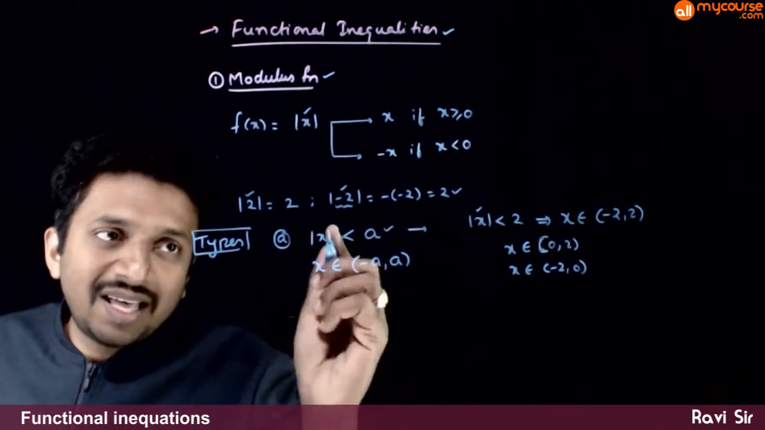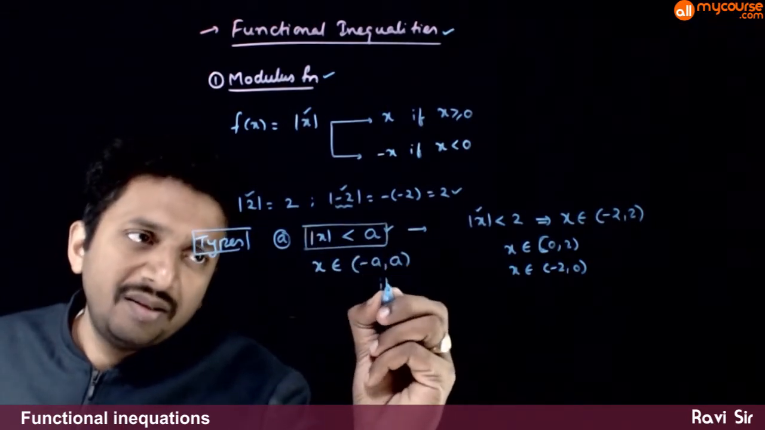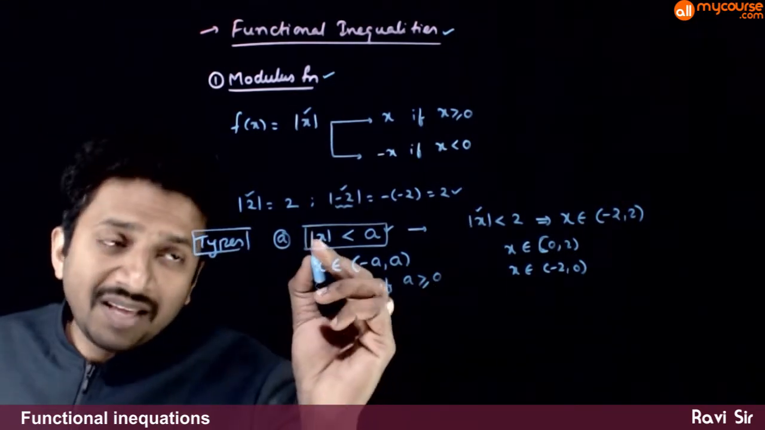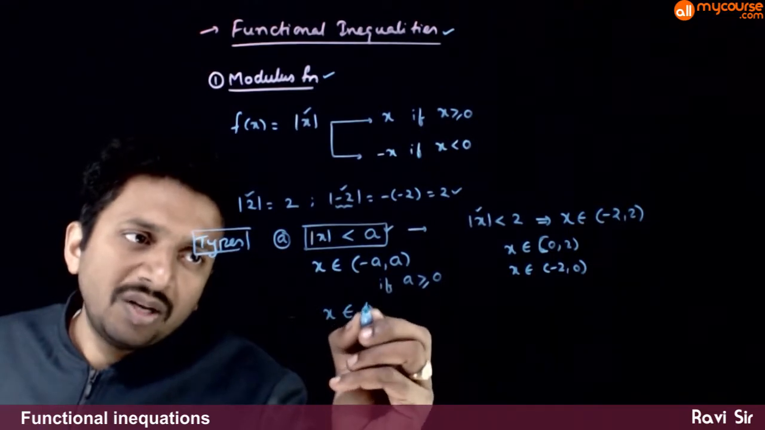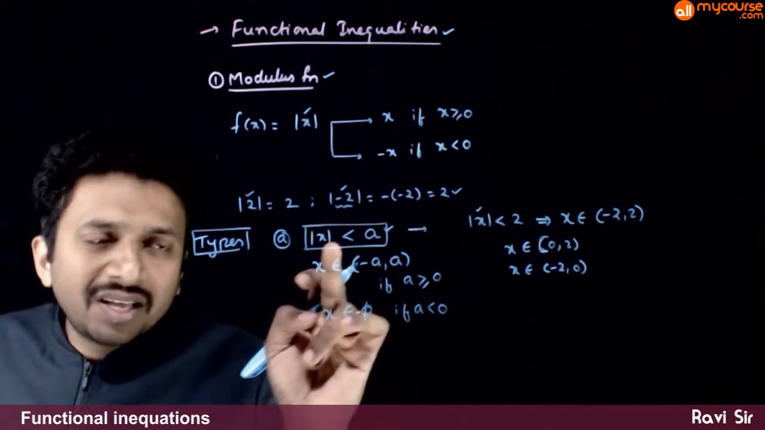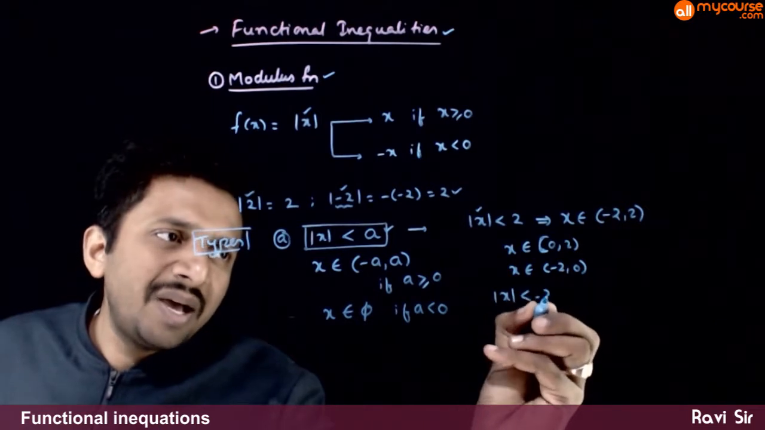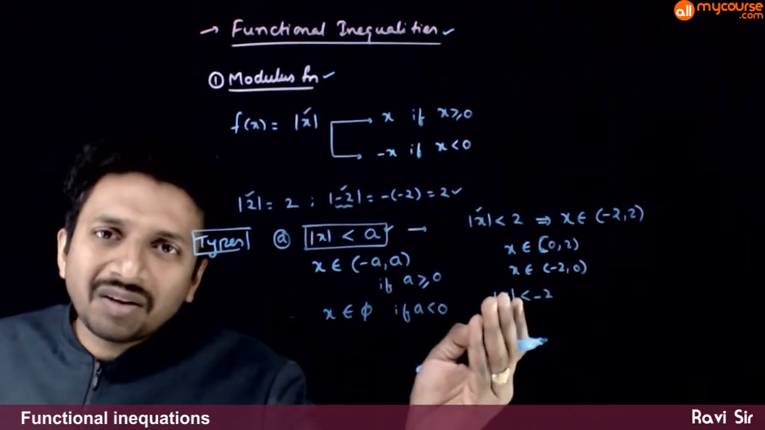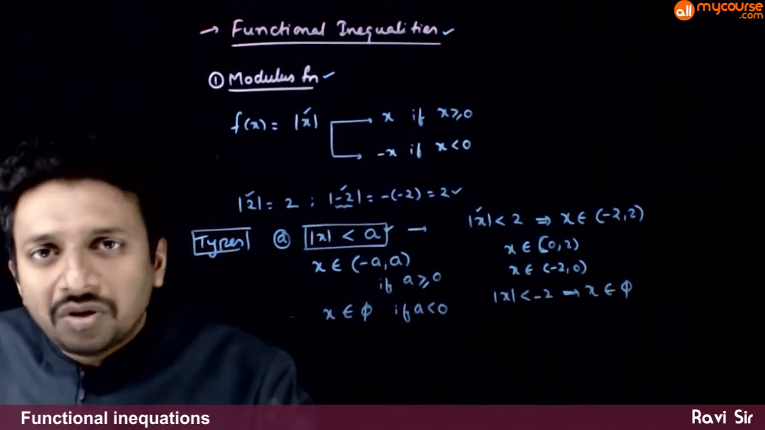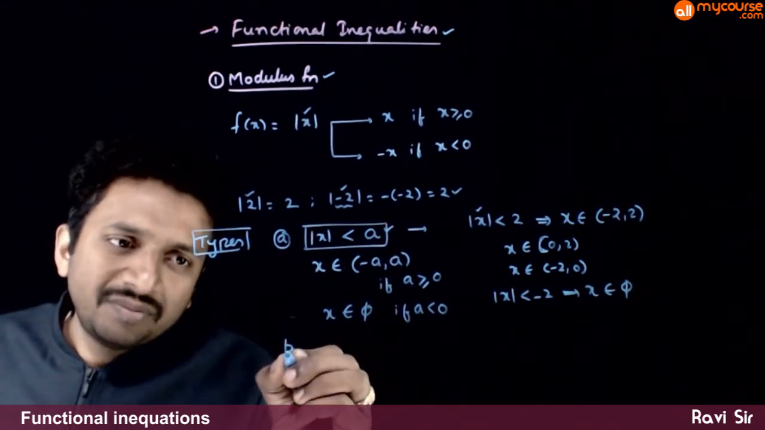If mod x is less than a, then x belongs to minus a to a, provided a is a positive number. And if a is a negative number, x belongs to the null set. Mod x can never be less than a negative number. If I say mod x is less than minus 2, mod x can never be negative, so how can it be less than minus 2? That means x belongs to the null set. There is no solution for this. So I hope you are clear about the first type of inequality.